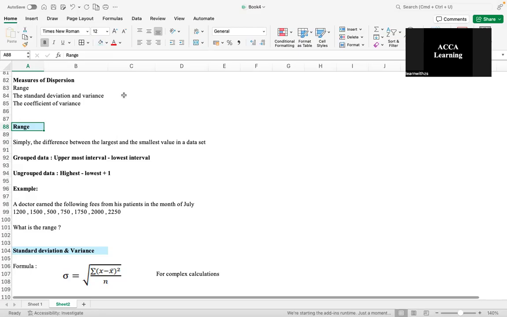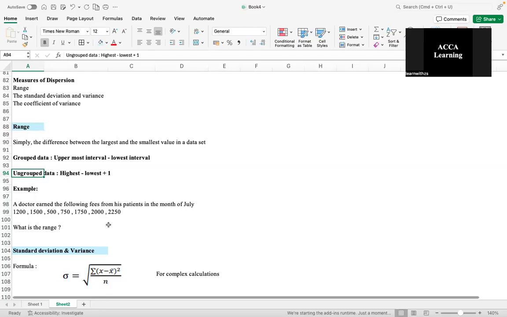Okay. So now, when you talk about finding the range of grouped data, it is the uppermost interval minus the lowest interval, which is the simplest formula. But when you talk about your ungrouped data, it is your highest value minus your lowest value plus 1. All right.